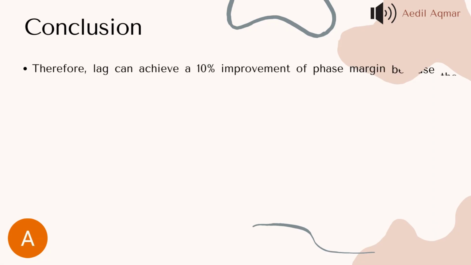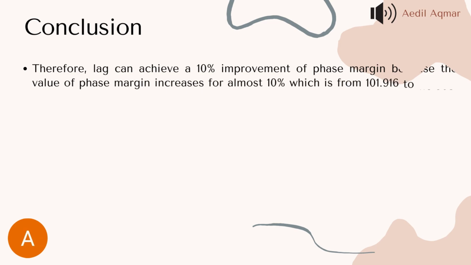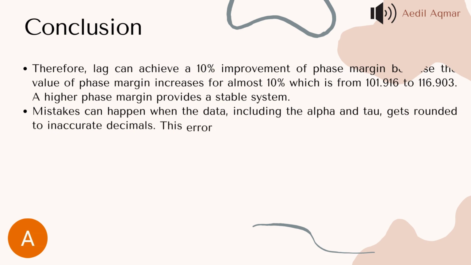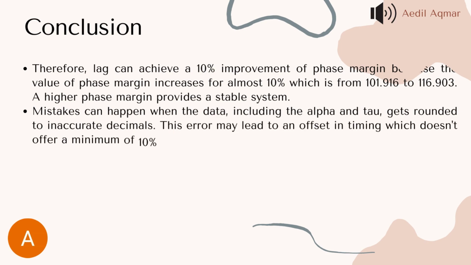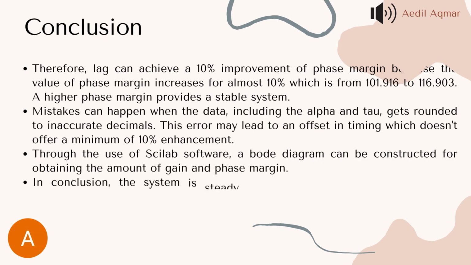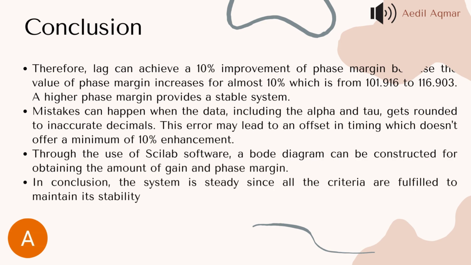As a conclusion, lag can achieve a 10% improvement of phase margin because the value of phase margin increased by almost 10%, from 101.916 to 116.903. A higher phase margin provides a more stable system.